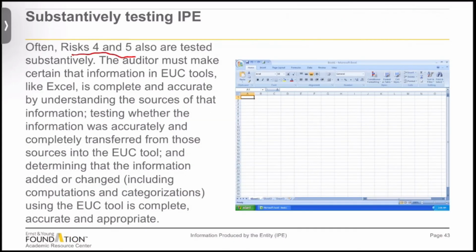For risk 4 and 5 are usually tested substantively. So the auditor must make certain that information in the EUC tools like Excel is complete and accurate by understanding the sources of the information, testing whether the information was accurately and completely transferred from those sources into the EUC tool, and determining that the information added or changed, including computations and categorizations, using the EUC tool is complete, accurate, and appropriate.